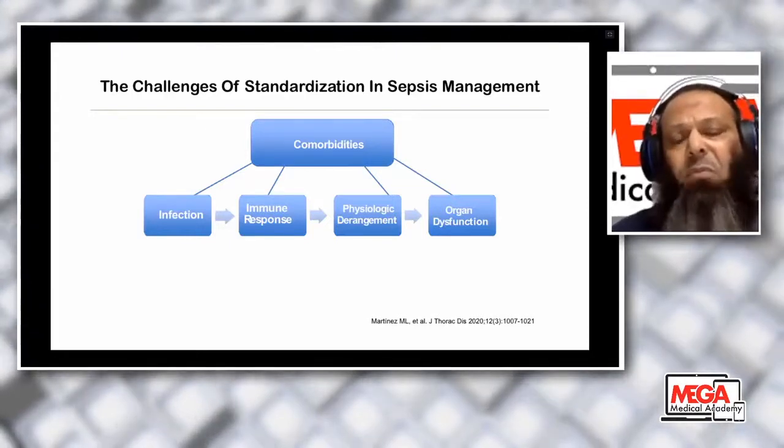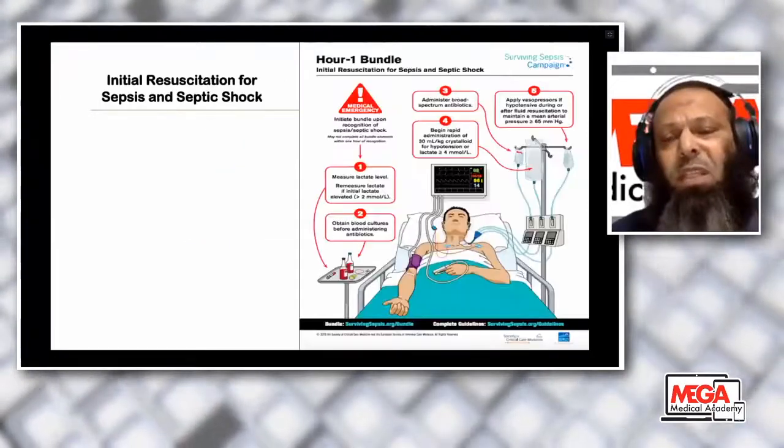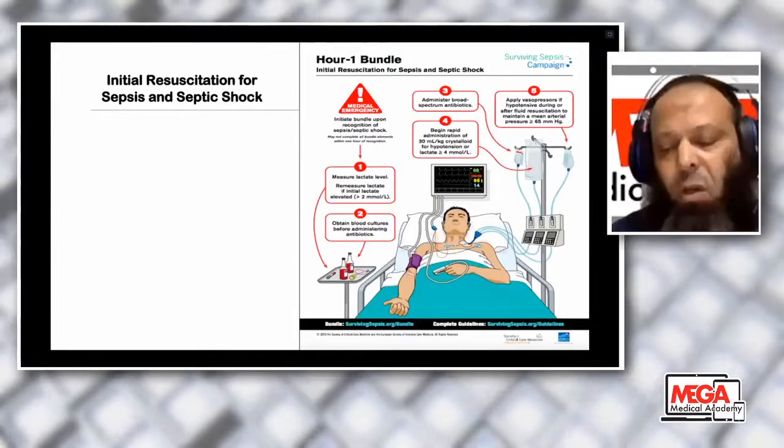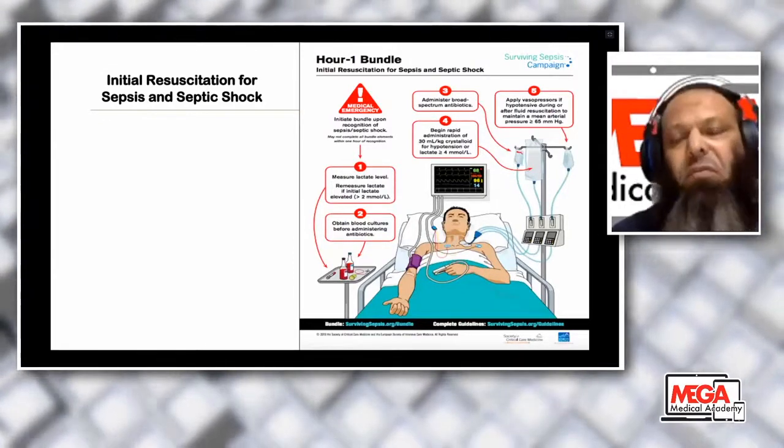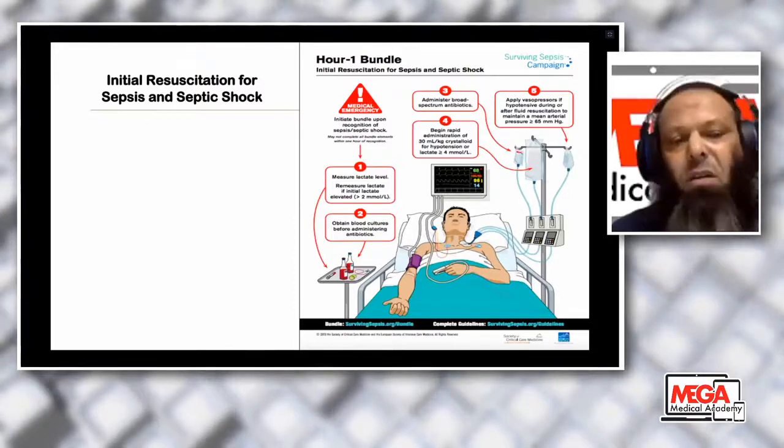As Dr. Hisham said, I will not go through this. This is the 1-hour model, the common diagram for initial resuscitation in septic shock. It's a very famous one from the Surviving Sepsis Campaign. These are the components.